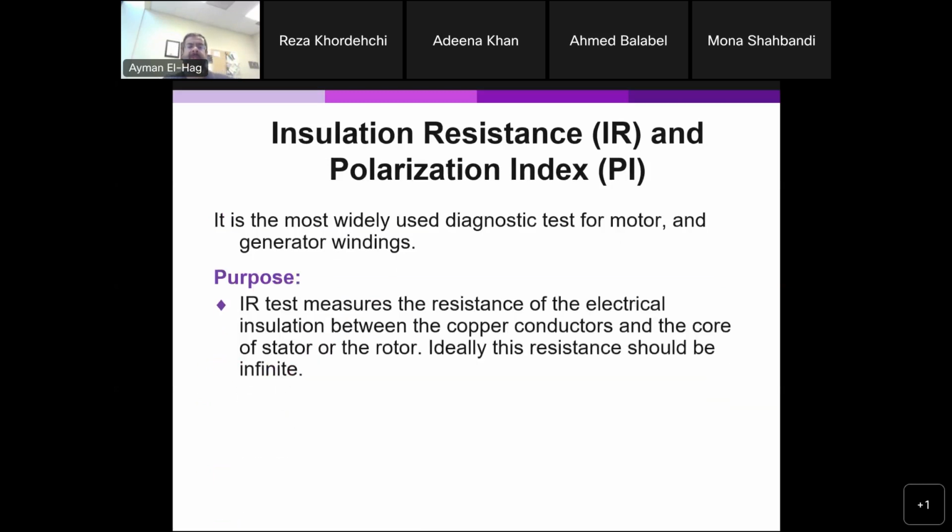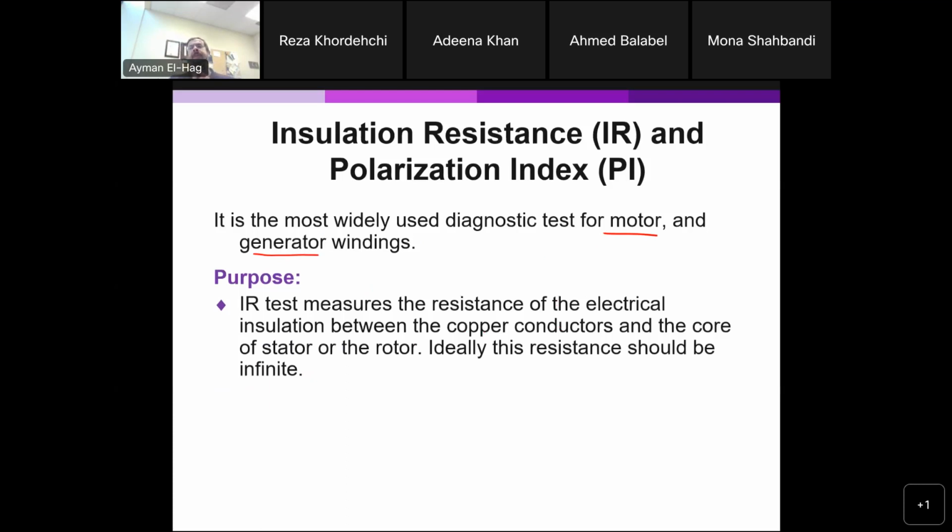One of them is to evaluate the insulation of a rotating machine, for motors and generators. That is widely used to evaluate how good or how bad the insulation resistance of the motors and the generators is. Basically, you apply the high voltage between the copper conductors and the core.